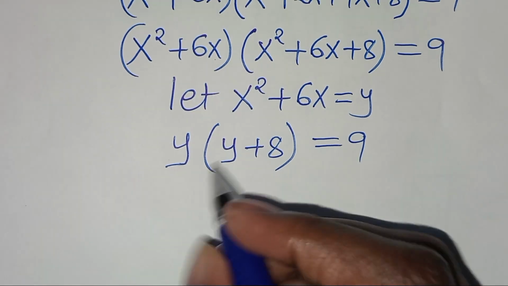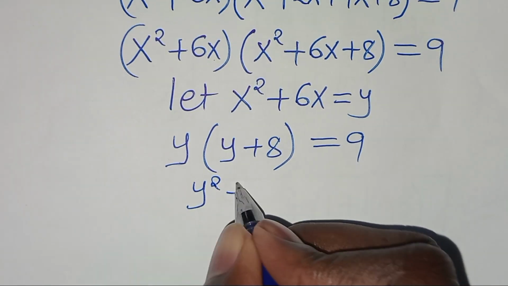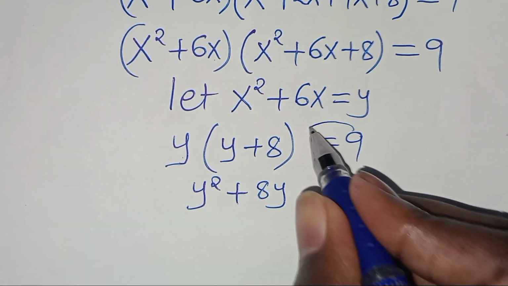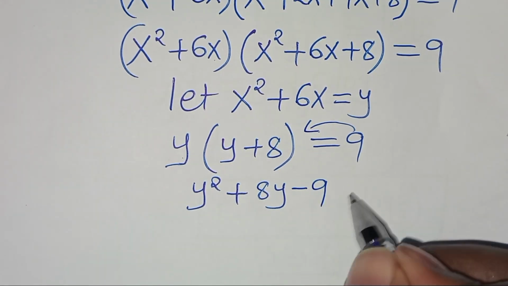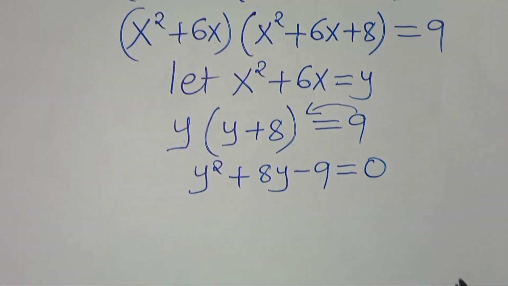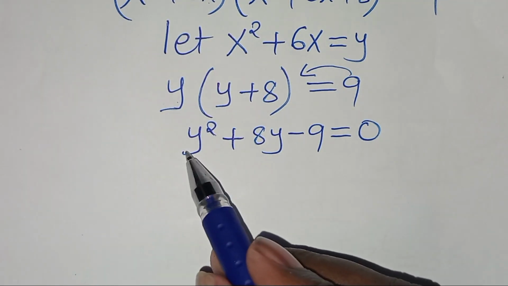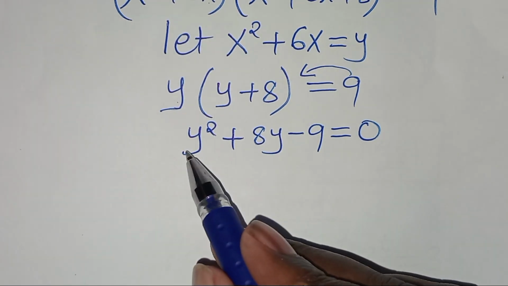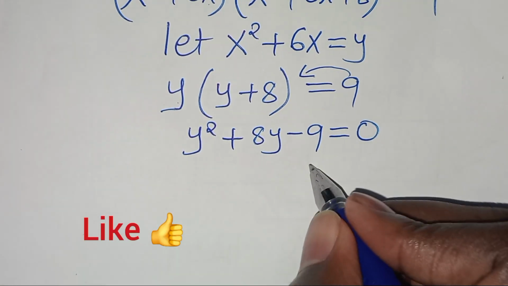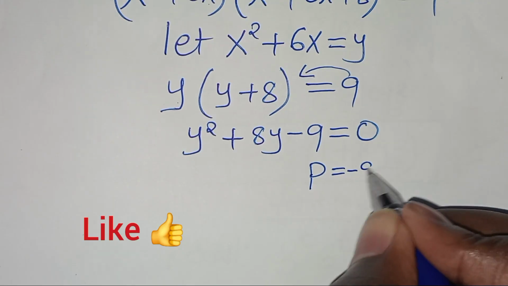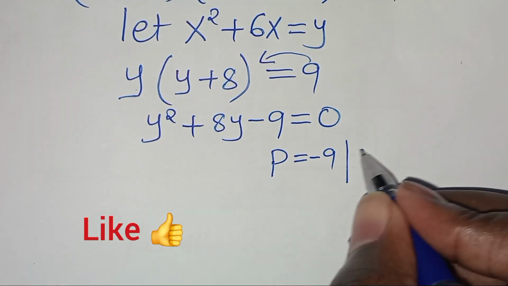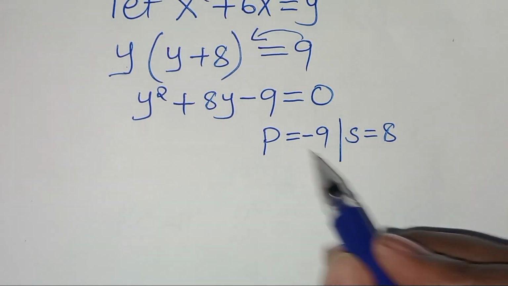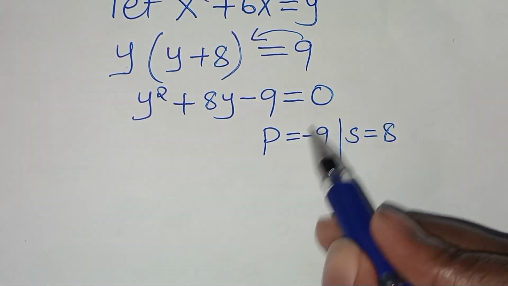So we have y times y, this is y squared, plus 8 times y, this is 8y. Then let's take 9 on the left hand side, so minus 9, this is equal to 0. The next step is that this is a quadratic equation. We can solve this quadratic equation by using the factorization method, where we have the product equal to minus 9 and the sum equal to 8. So we identify two factors. If you multiply these two factors, we get a product of minus 9.